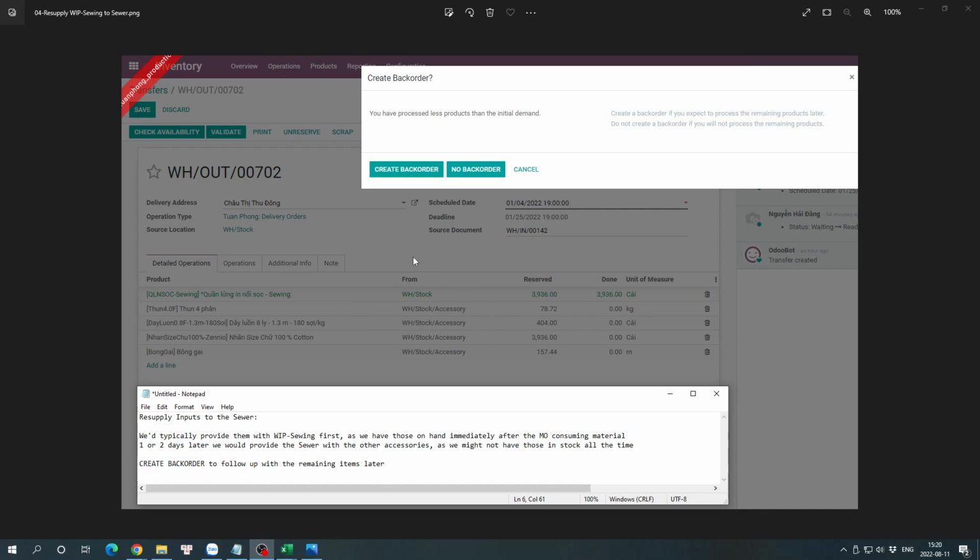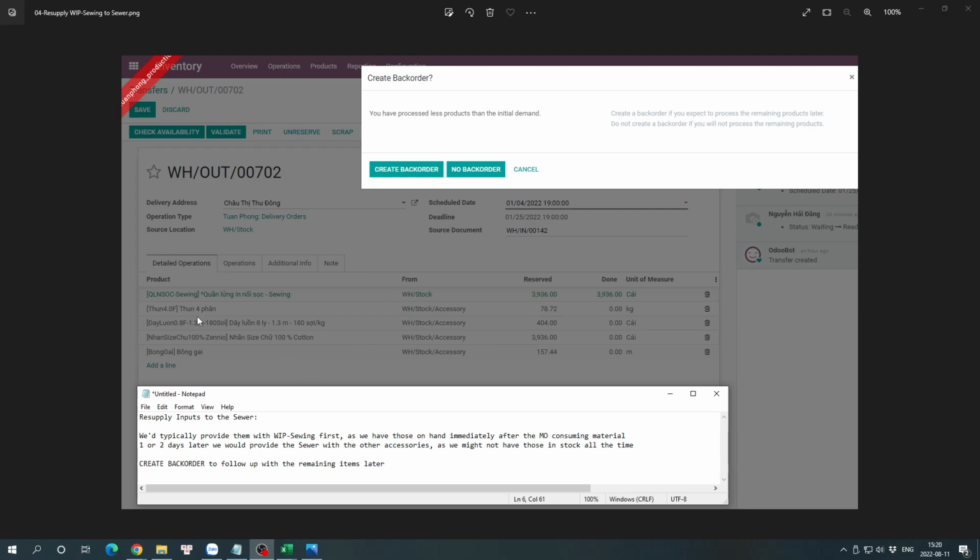So the story is we need to provide the subcontracting sewer with all of the work in progress ready for sewing, as well as the related accessories used in sewing so that she can do her job. And so these go from our accessory location. This one goes from stock. Fair enough. It was just created. It went here, so it goes from here.